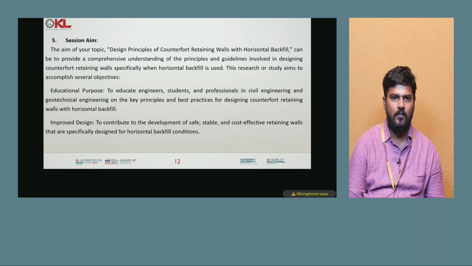So this session aims to provide a comprehensive understanding of the principles and guidelines involved in designing counterfort retaining walls, specifically when horizontal backfill is used. The study aims to encompass several objectives: to educate engineers and professionals in civil engineering and geotechnical engineering on the key principles and best practices for designing counterfort retaining walls with horizontal backfill, and to contribute to the development of safe, stable and cost-effective retaining walls that are specifically designed for horizontal backfill conditions.